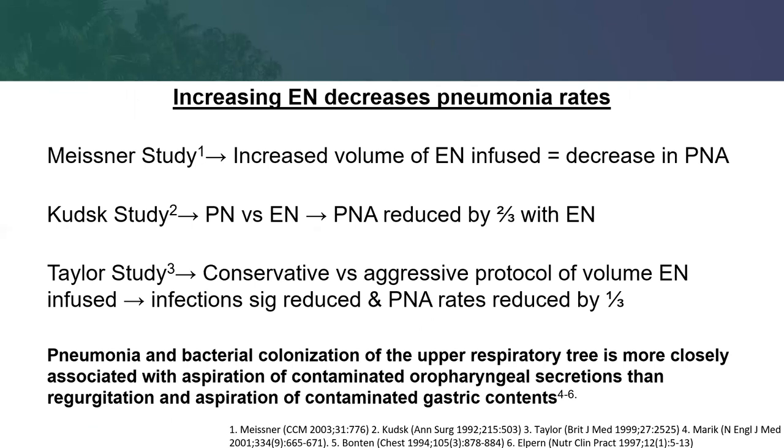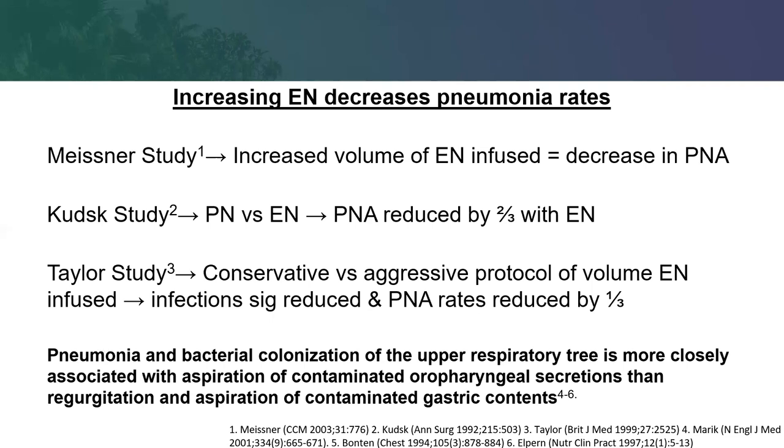So increasing enteral nutrition decreases pneumonia rates. This is something we hear a lot in practice, and we think sometimes that, oh, if we increase the tube feeds, this could put them at a higher risk of aspiration pneumonia. But actually the data doesn't necessarily support that. And we know that from a couple of these studies here, that an increased volume or an increased infusion rate of enteral nutrition actually led to a decreased pneumonia rate.